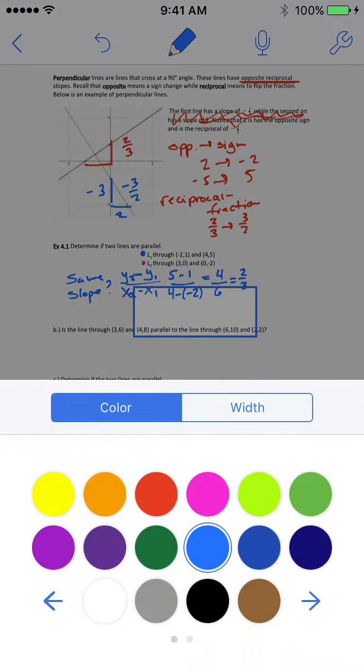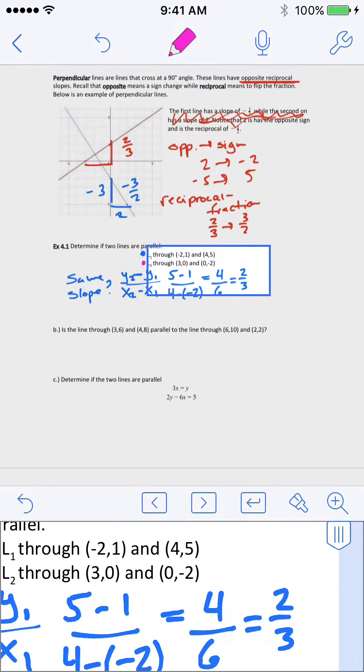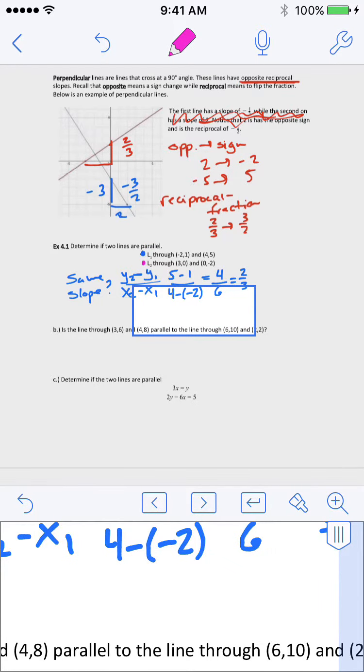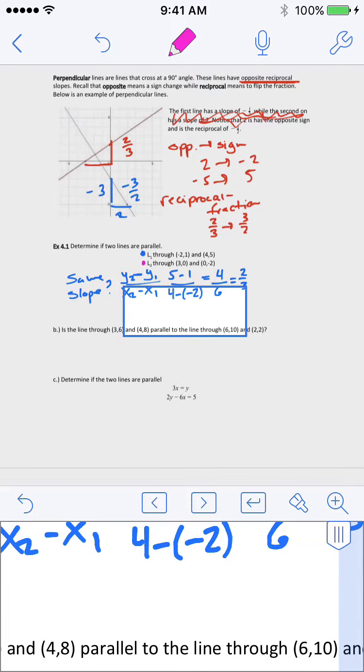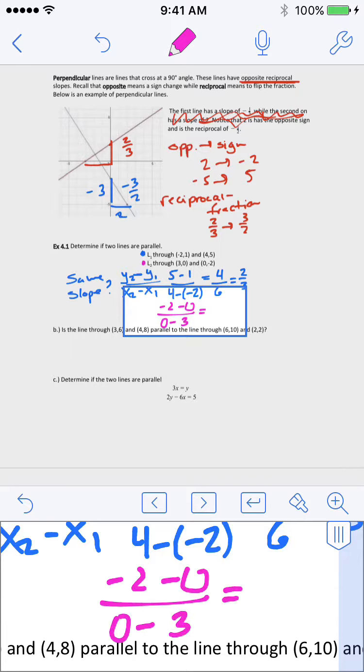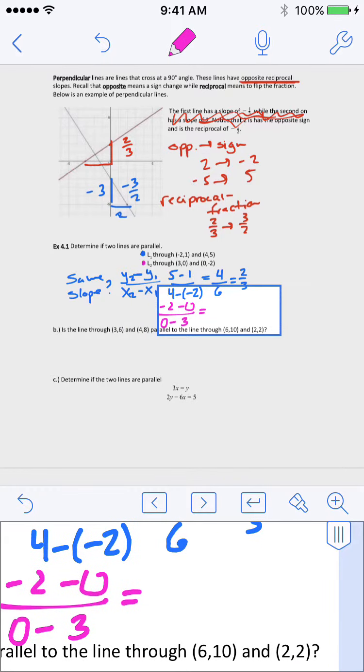So we'll do that one with the other 2 points. We have -2. Oops. So it's still y2 minus y1. So y2 was -2 minus y1 was 0, over x1 is 0 minus 3, which is x1. Simplify, you get -2 over -3. Negative over negative becomes a positive, you get 2/3.